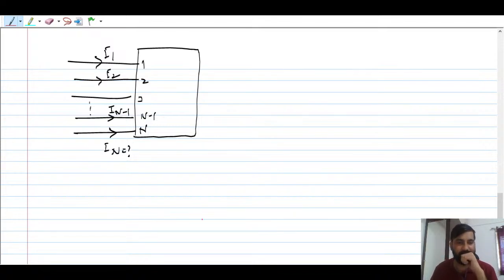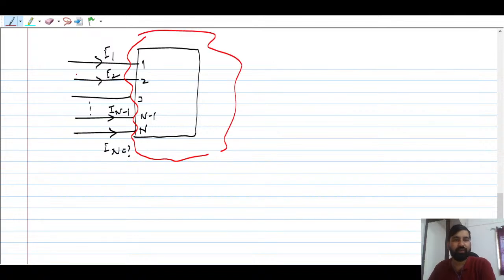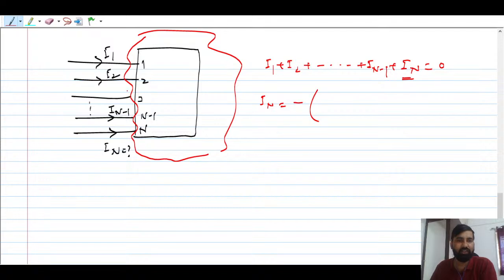So what you can do here is, this is an n terminal element, so you can apply the KCL. You can take this as a closed surface. All the currents are entering the node, so you can add them. So I1 plus I2 plus and so on plus IN minus 1 plus IN equals 0. Now you can find this IN. So IN is going to be what? IN will be minus the sum of all.